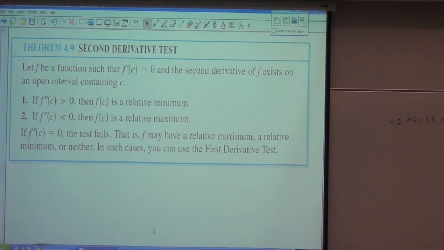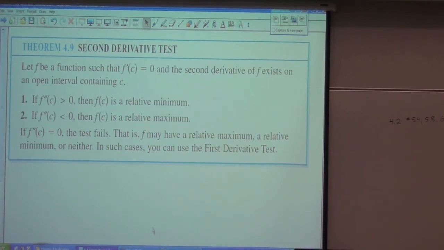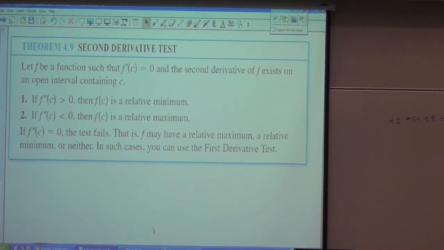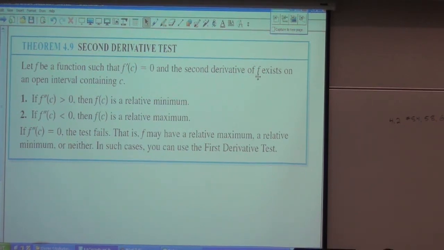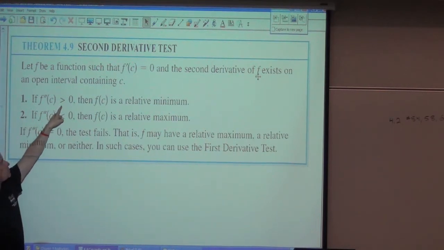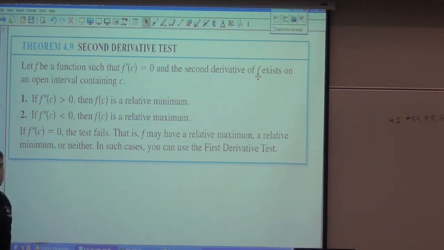Alright. So guys, here's the second derivative test. If the first derivative is 0, and you can take the second derivative, if the first derivative is 0 and the second derivative is positive, then you have a relative minimum. If the first derivative is 0 and the second derivative is negative, you have a maximum.